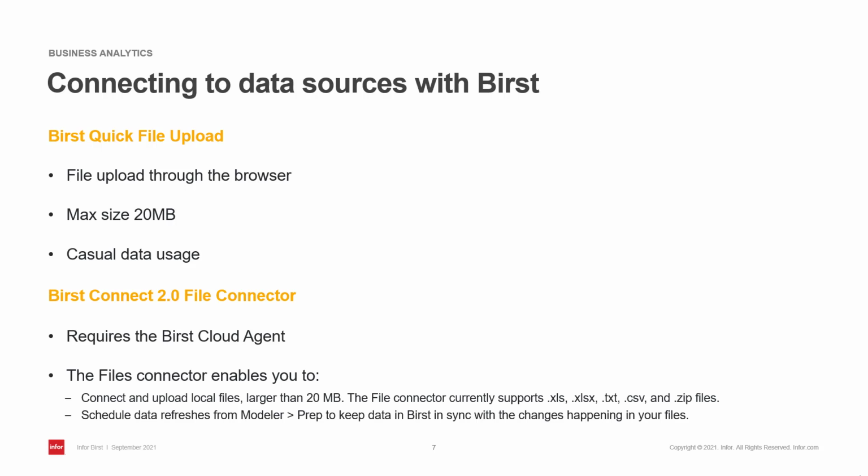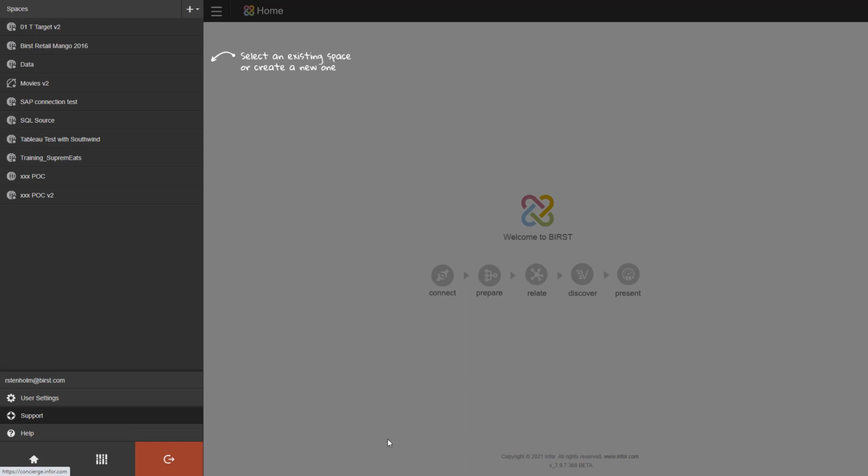Let's go through the process of using files for our data source. For the files example, I'm using the Infor Birst Essentials guide and the data files that go with that. If you want to do the same, you can get the files from the Infor Birst Community. Link is provided in the description box below the video.